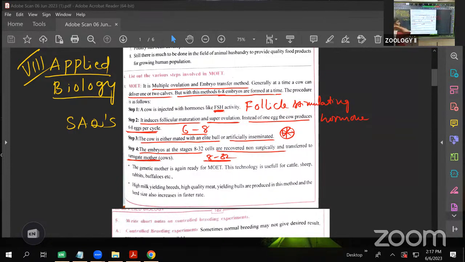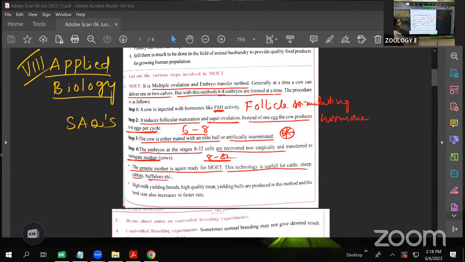Here, the genetic mother is again ready for MOET. Again we are producing the embryos, which lead to the next MOET starting. Next, this technology is useful for cattle, sheep, rabbits, and buffaloes.